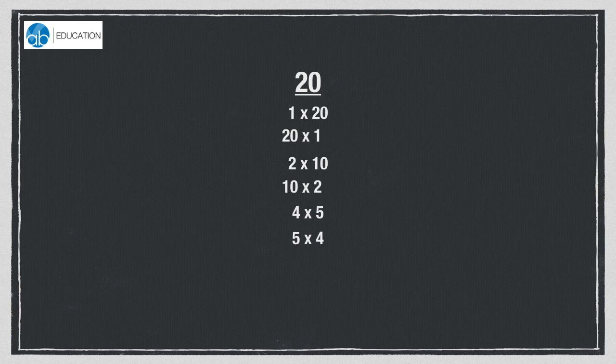The number 20 can be made by 1 times 20, 20 times 1, 2 times 10, 10 times 2, 4 times 5 or 5 times 4. So the factors of 20 are 1, 2, 4, 5, 10 and 20.